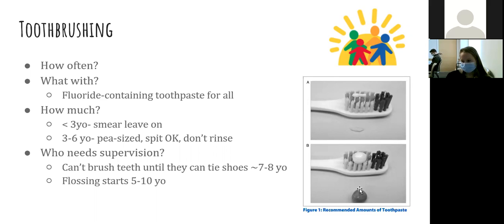They also recommend making sure that kids have adequate supervision to ensure adequate toothbrushing. And they say that kids really shouldn't be unsupervised brushing their teeth until they can tie their shoes, and then they also recommend that you talk to kids about starting flossing their teeth around 5 to 10 years of age.